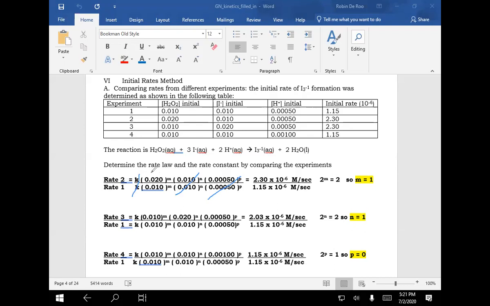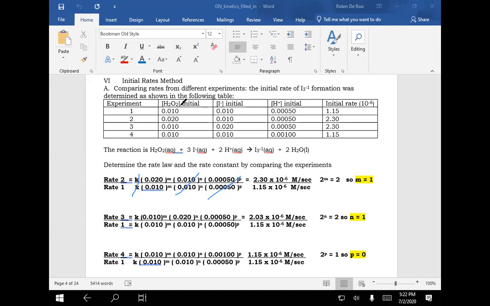And what happens is I end up only having the concentrations of the peroxide, and I just arbitrarily call them to the exponent m. You can use any exponent you want, use letters. So when I calculate this, I get 2 to the m equals 2. And so mathematically, the m has to equal 1. So what that tells you is the exponent in regards to the peroxide.